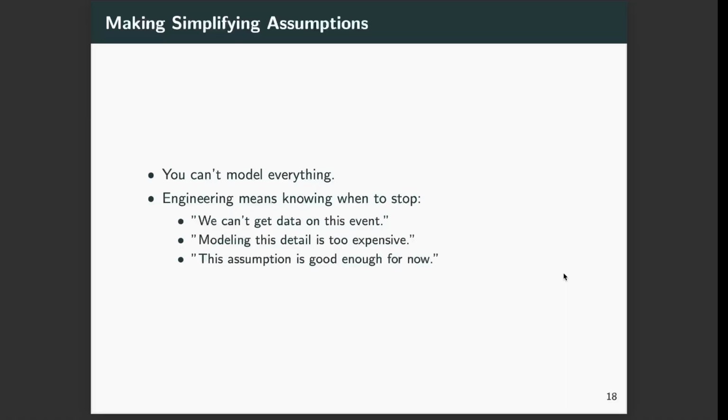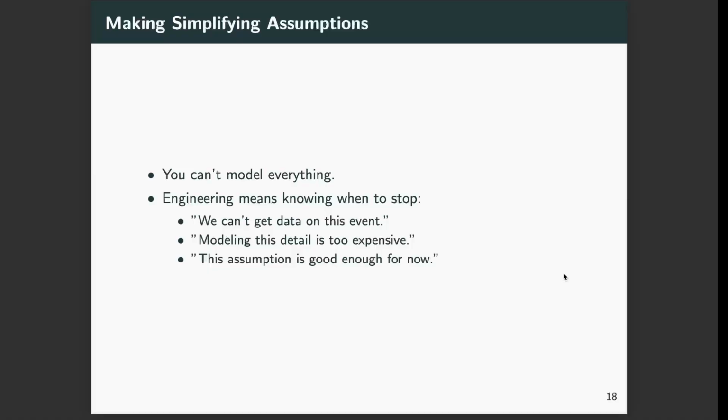Good analytical engineers know when to stop. They recognize 3 specific stopping conditions that justify a simplifying assumption. The first is, we cannot get data on this event. If a factor is important in theory but unmeasurable in practice, you have to proceed without it. Document the assumption. Estimate the potential impact of the missing factor, and move on.